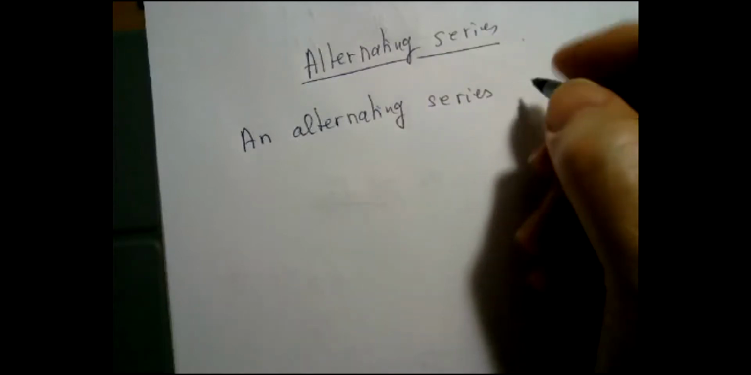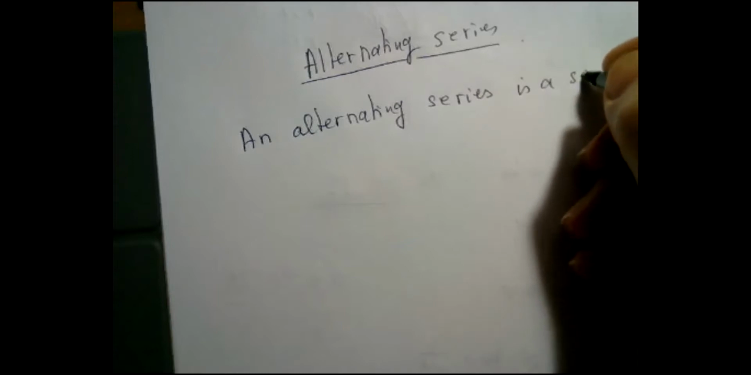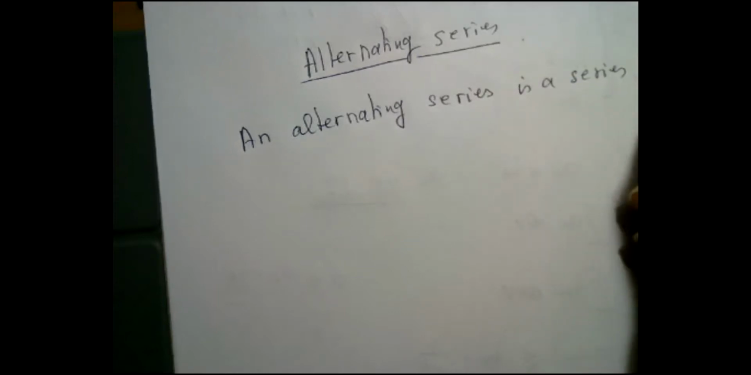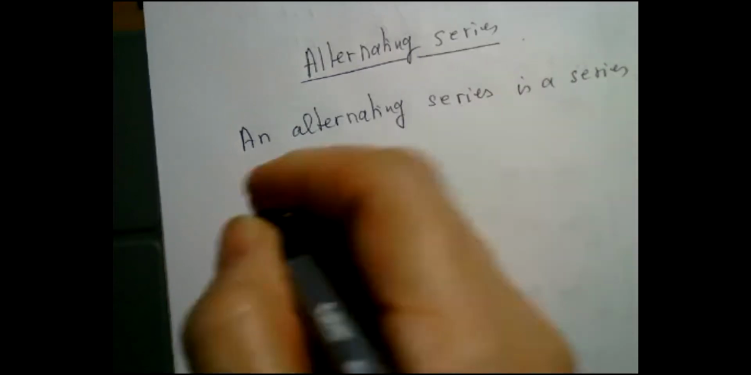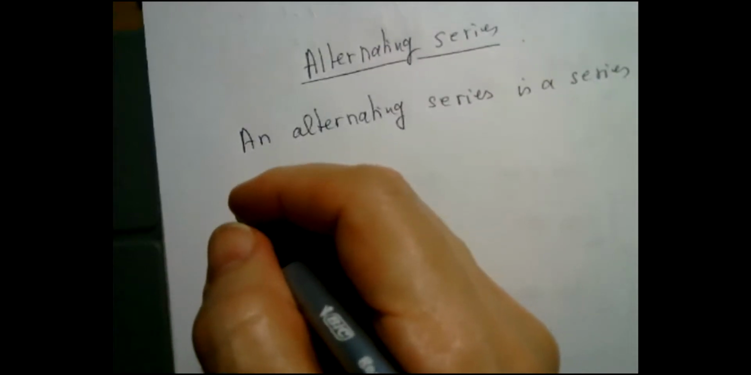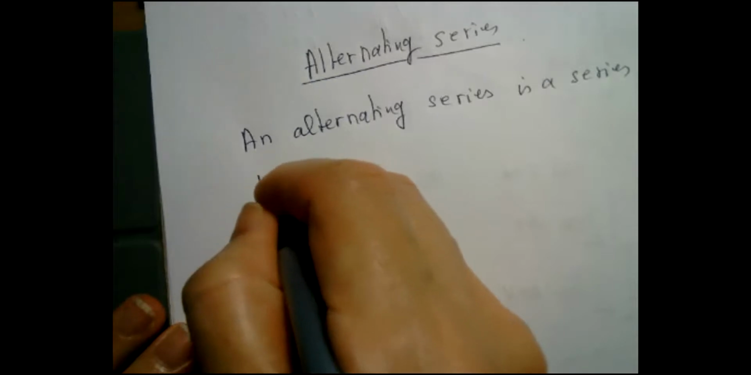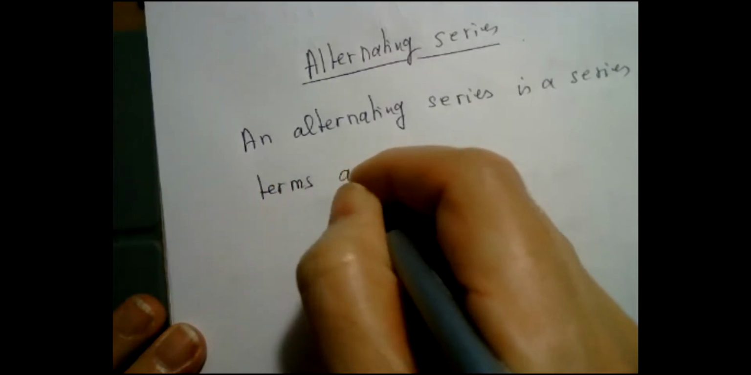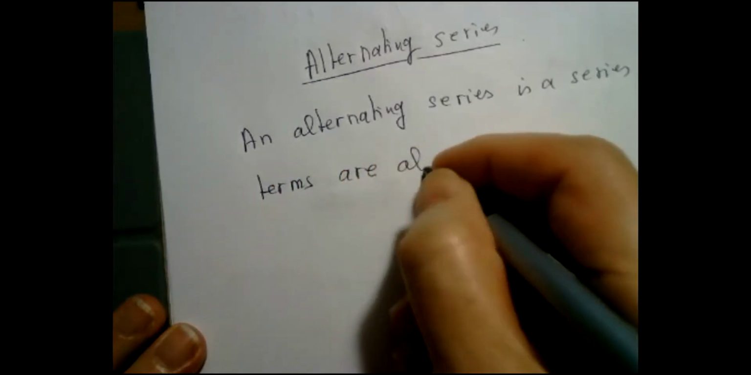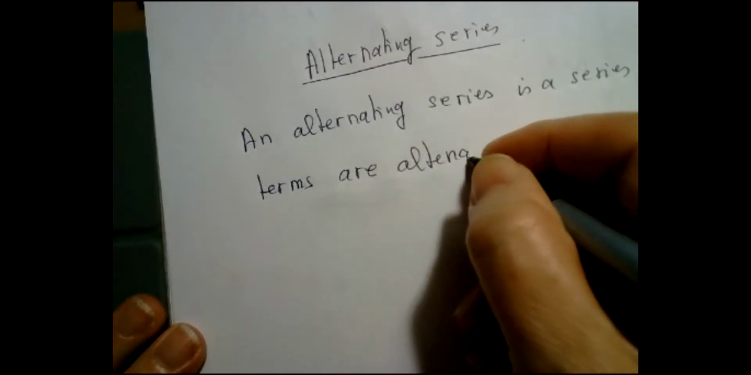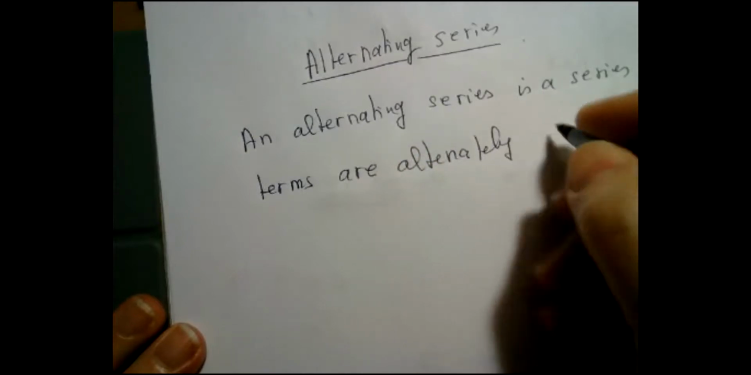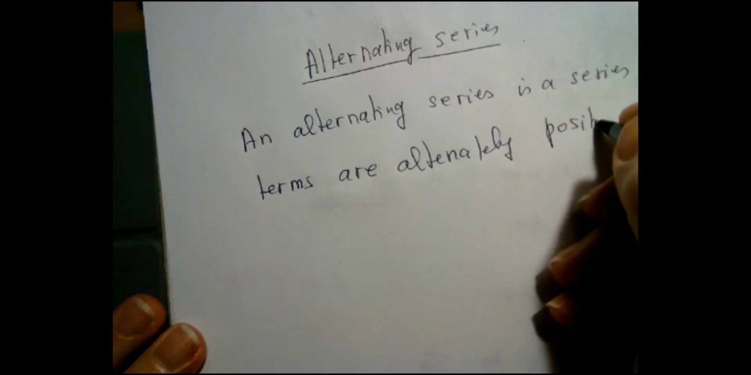An alternating series is a series where the terms alternate between positive and negative. So where the terms are alternately positive and negative.